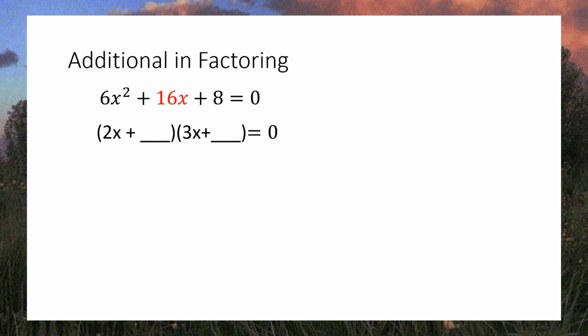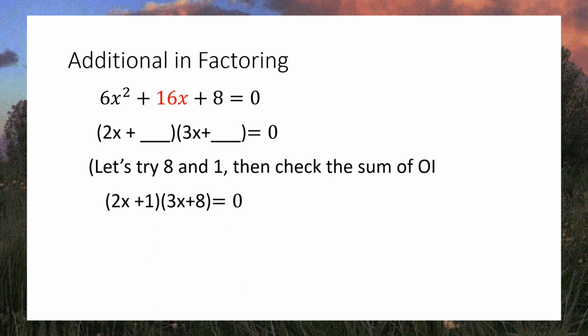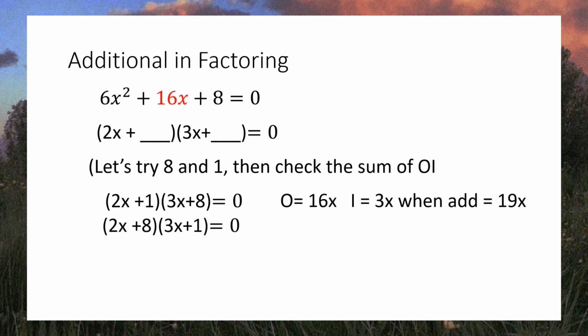Iisip kayo ngayon ng possible factors ng 8 na kapag in-apply natin, in-add natin yung product of outer terms at inner terms, ang magiging sum ay 16x. So, let us try 8 and 1. Then, check natin yung sum ng product of outer terms and inner terms. So, let's say 2x plus 1 times 3x plus 8. So, ang outer terms niyan ay 2x times 8 is 16x. Ang inner terms niyan, 1 times 3x is 3x. When we add, that is 19x. Pero ang hinahanap natin is 16x. So, mali ito.